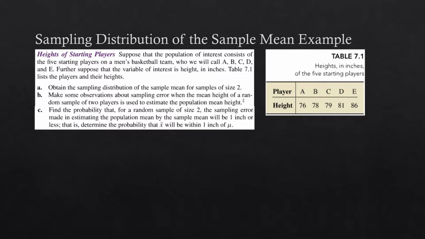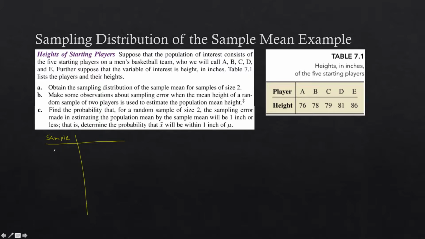Alright, so what we want to do is obtain the sampling distribution of the sample mean of size 2. Well, what does that mean? That means we want to determine the mean of each sample of size 2. Well, what are all the samples? How many different ways could we sample 2 of these players from these 5?